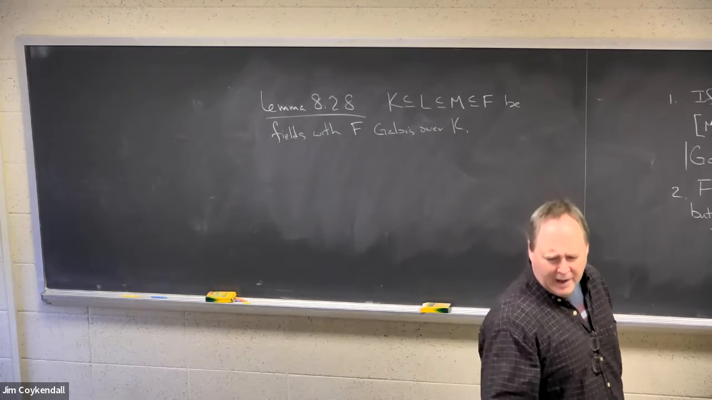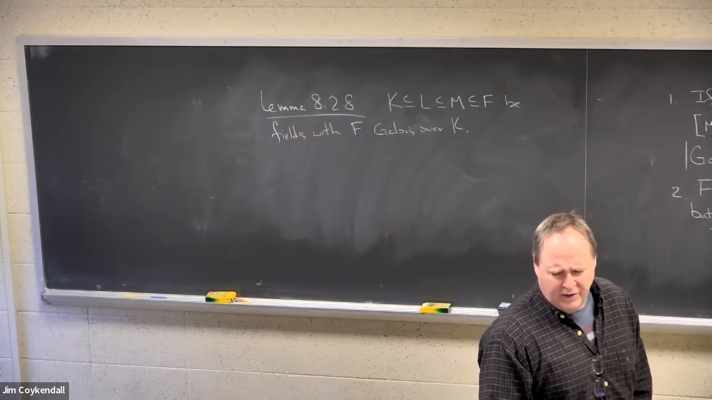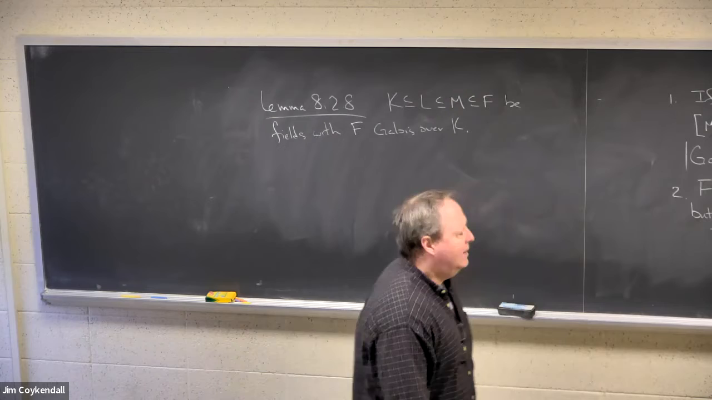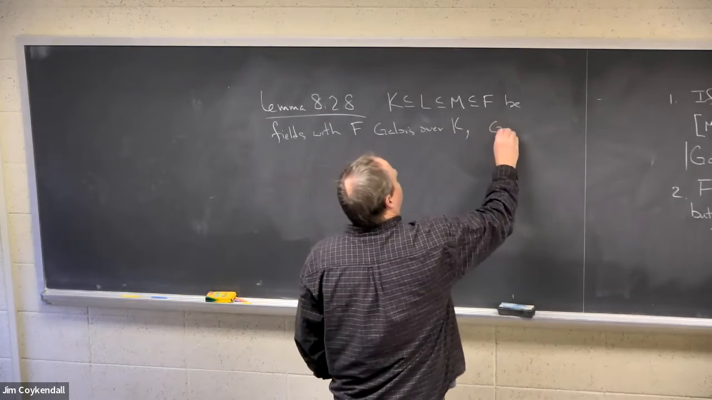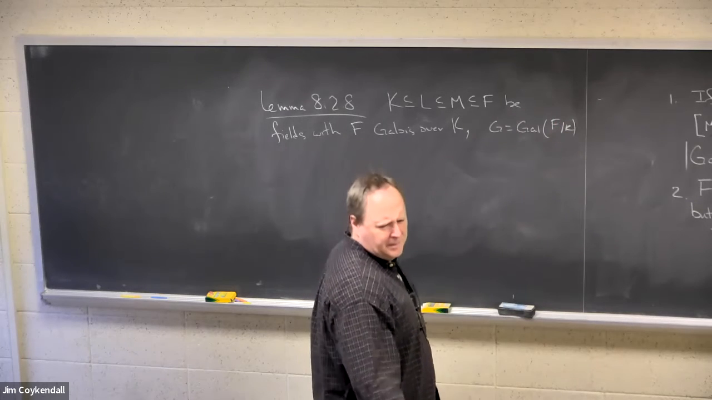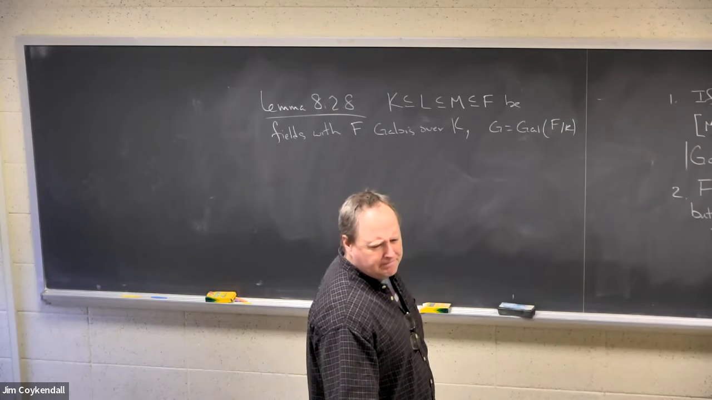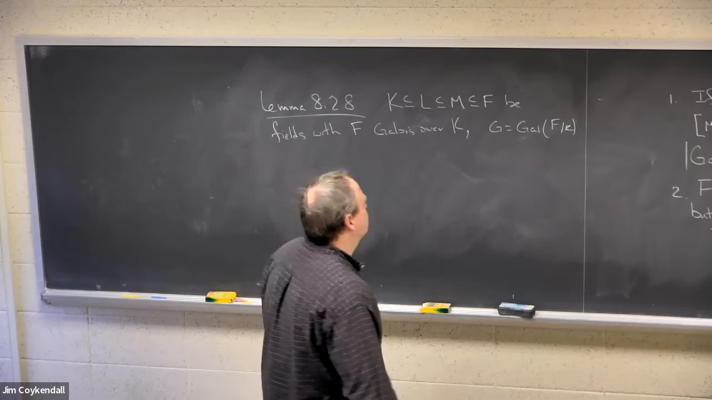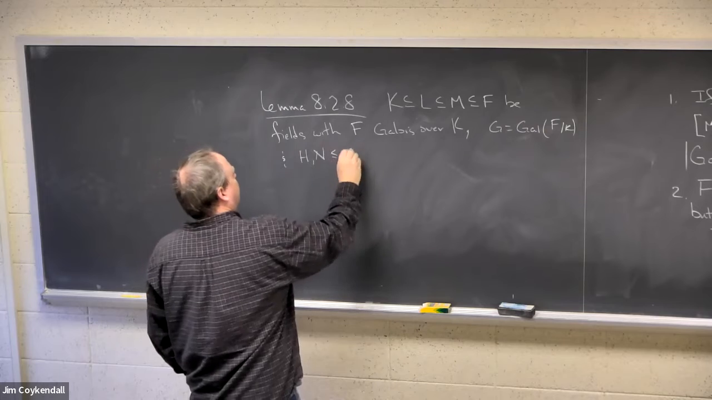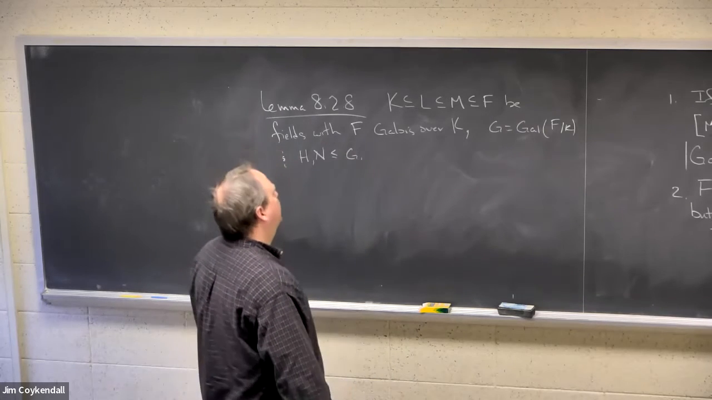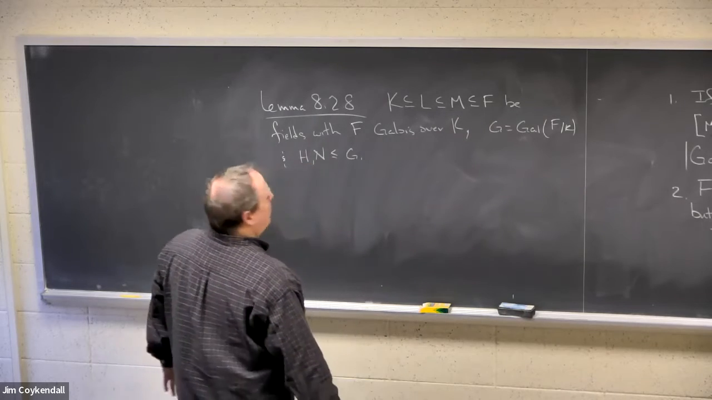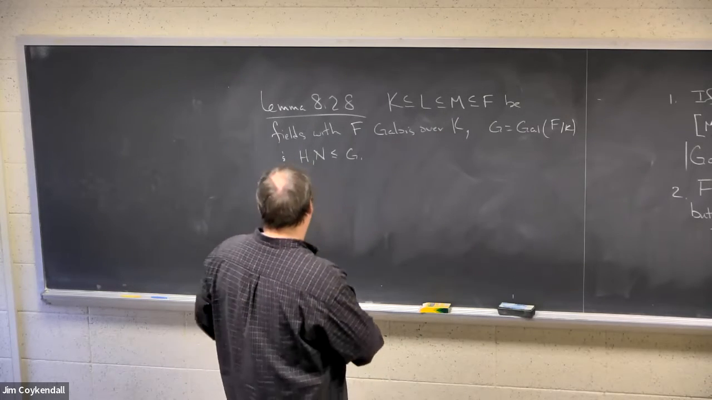Okay, so suppose that L inside M are intermediate extensions. We'll assume that F is Galois over K, and we'll let G equal the Galois group. Okay, so now I've got everything. L and M are intermediate extensions of this Galois extension. G is the Galois group, H and N are subgroups. We have the following.